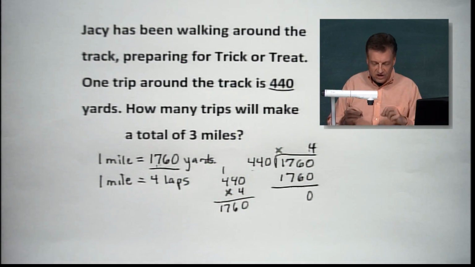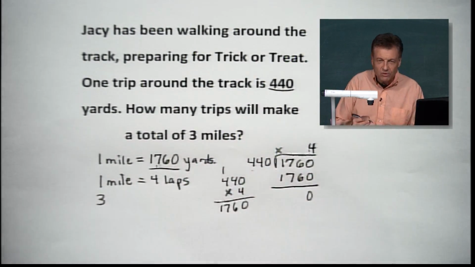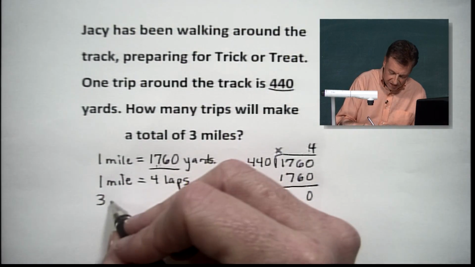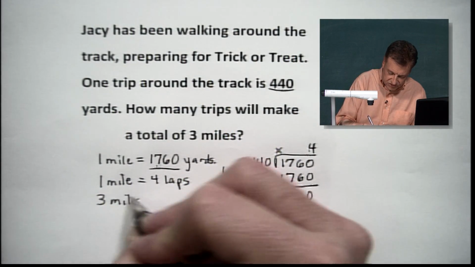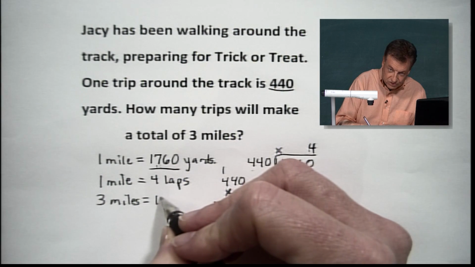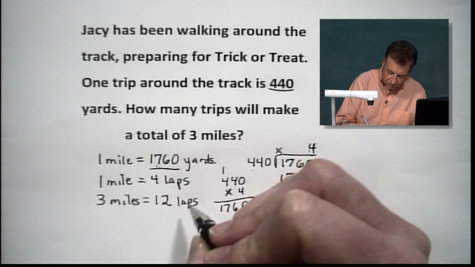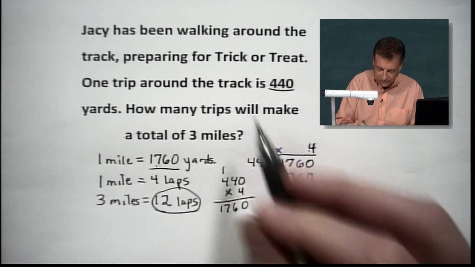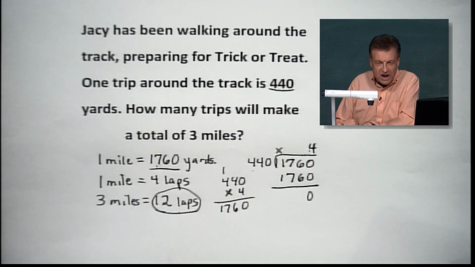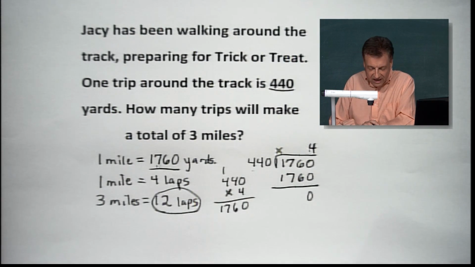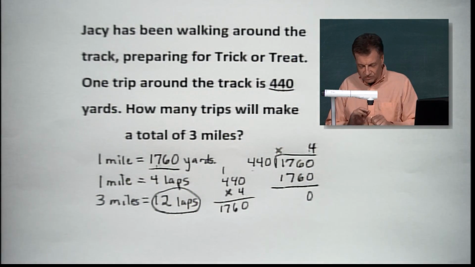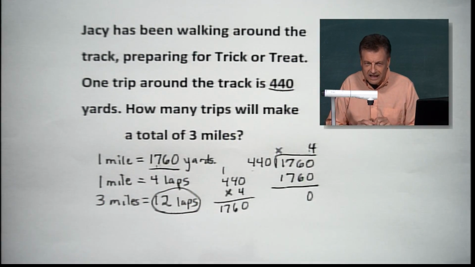So what are we trying to figure out? How do we get to 3? Well, it looks like we're going to triple the amount of laps, doesn't it? And 3 miles will do just that. That will take us up to 12 laps, which is what we mean by a trip. 1 trip going around the track, and that's how many it will take. 12 laps gets you 3 miles, and that will get you ready to go out and get a lot of trick-or-treat food and a lot of candy.